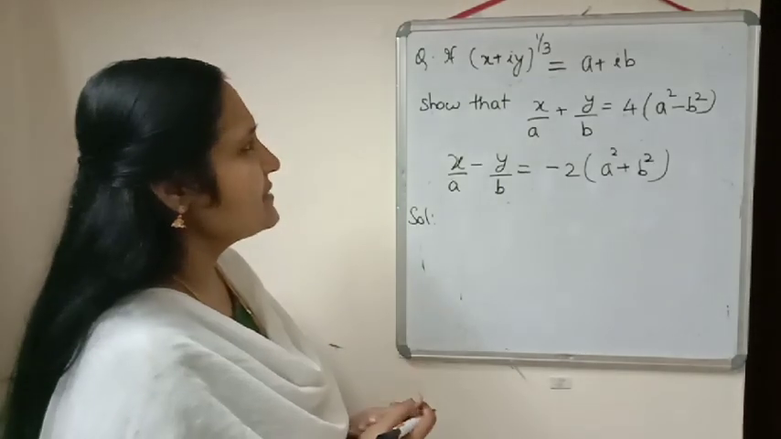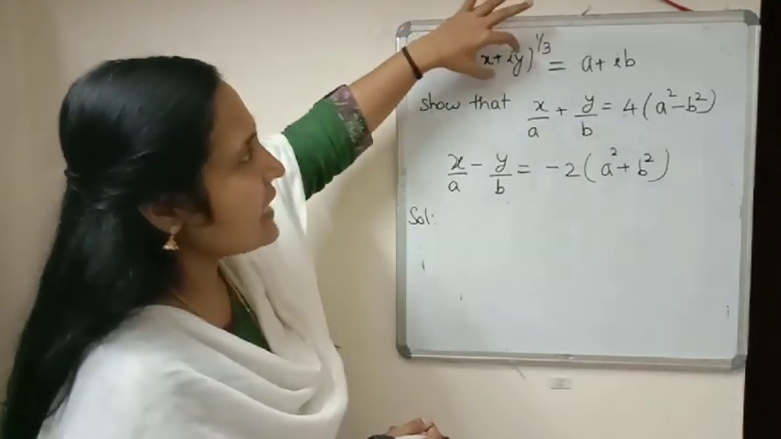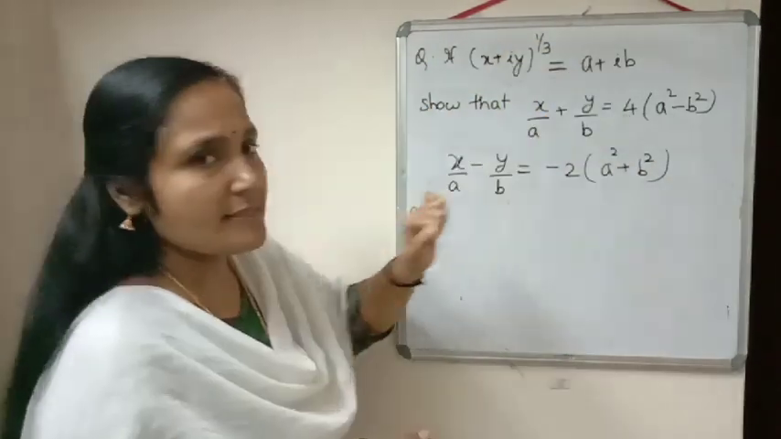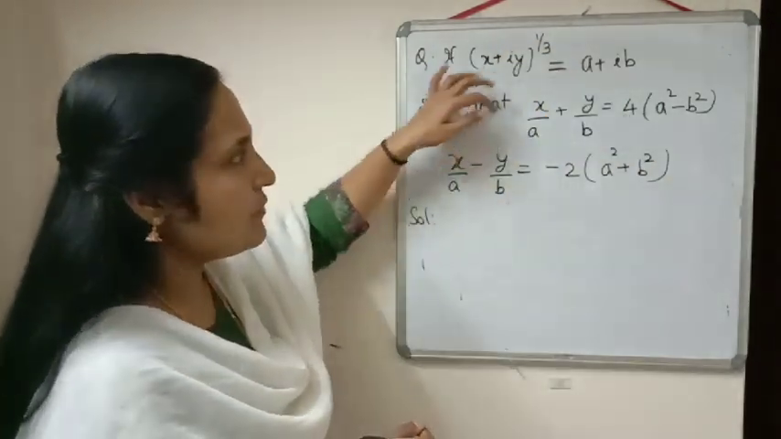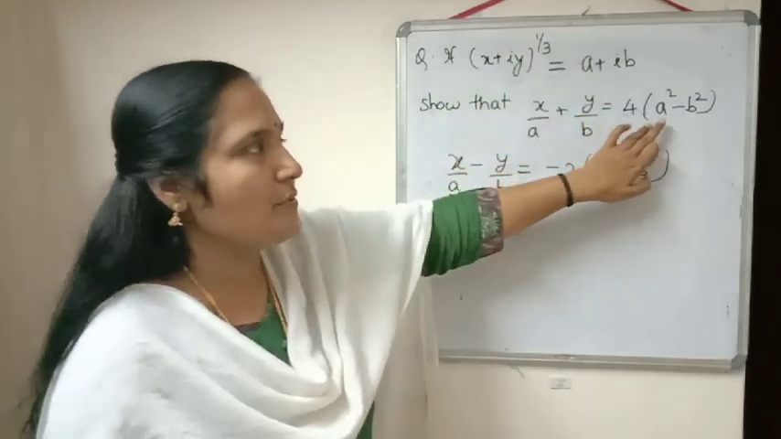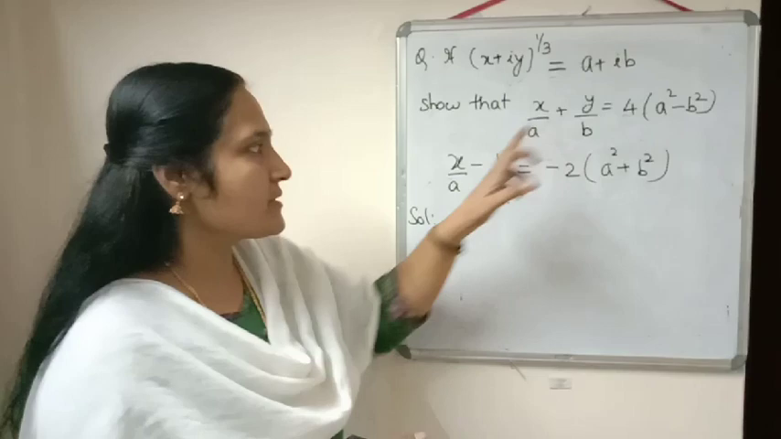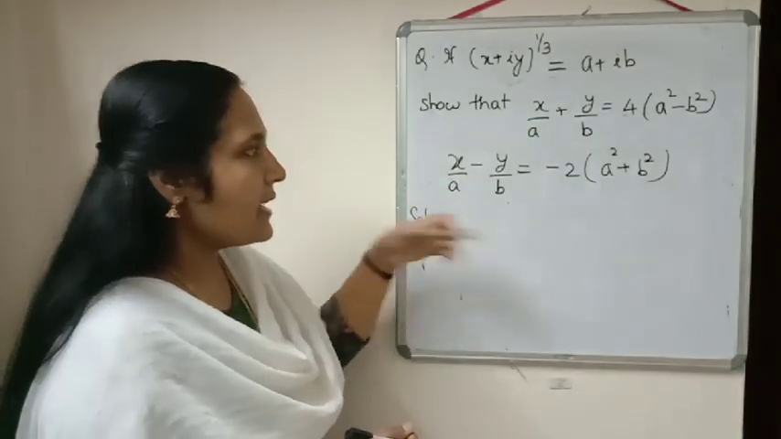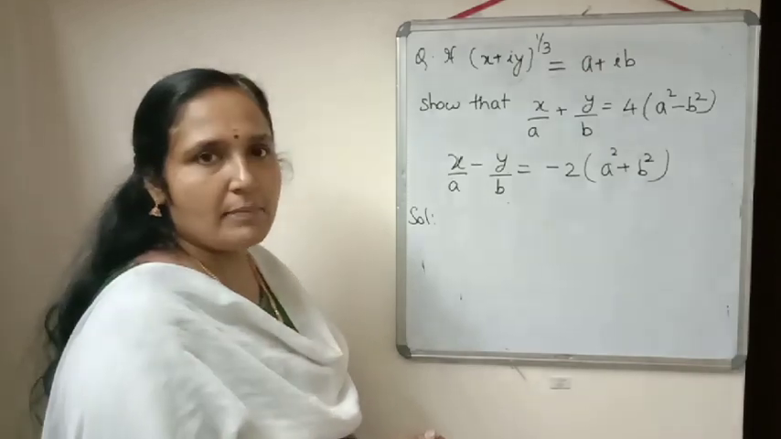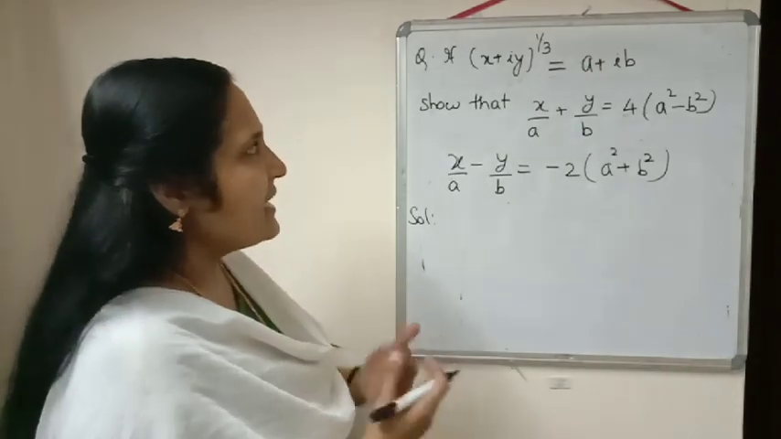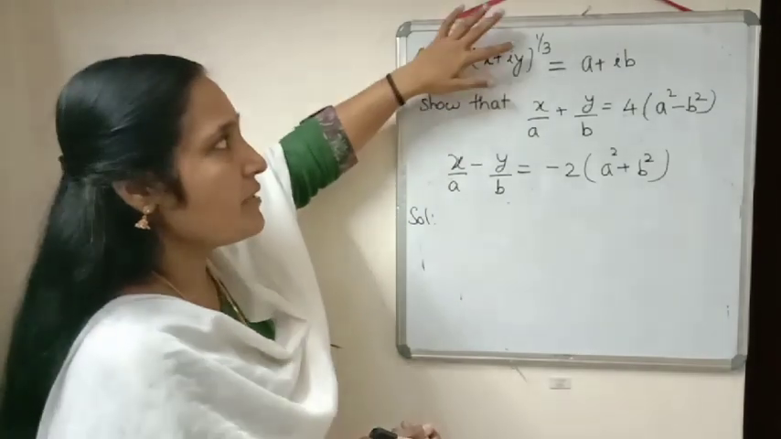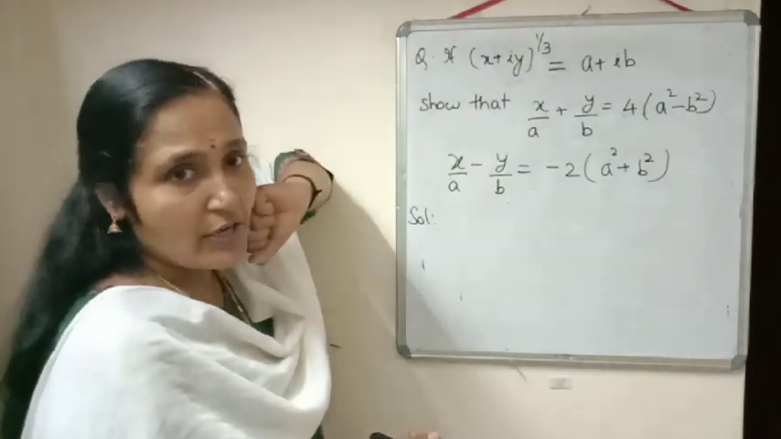Now all of you check this question. If (x + iy)^(1/3) = a + ib, then we have to prove that x/a + y/b = 4(a² − b²), and x/a − y/b = −2(a² + b²). But here we don't know how to find the cube root of any number. Raised to 1/3 means that is cube root.